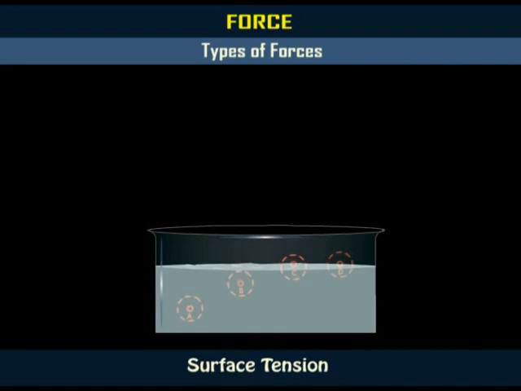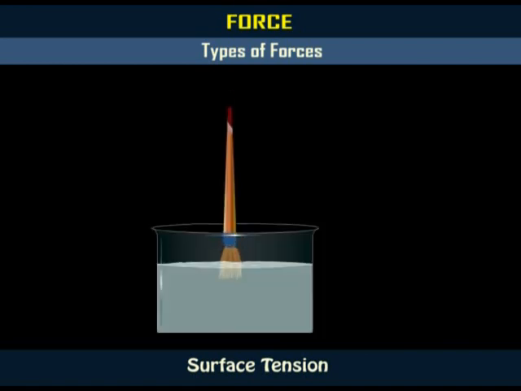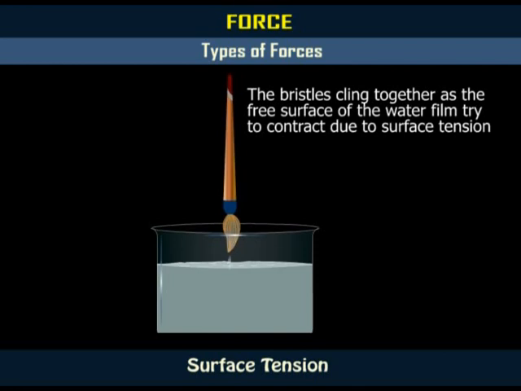Now consider molecule D lying on the liquid surface. This molecule has its sphere of action exactly half outside and half inside the liquid. The molecule therefore experiences a downward attractive force. Due to this downward force, the molecules on the surface experience a tension called surface tension. If you take a camel brush and dip it in water, its bristles separate from each other. But when they come out, they cling together as the free surface of the water film tries to contract due to surface tension.